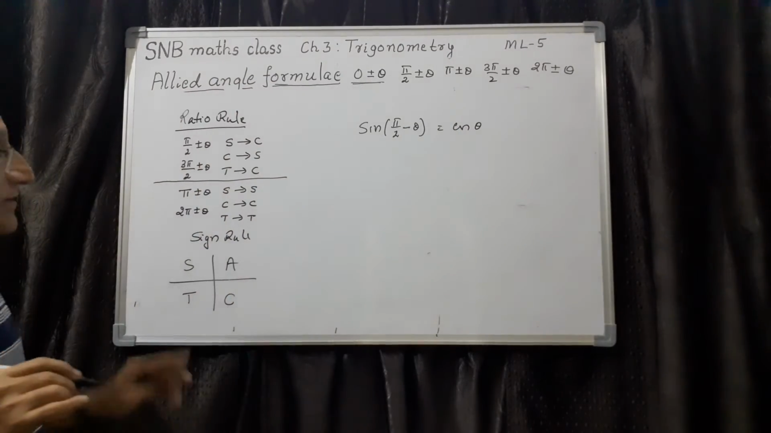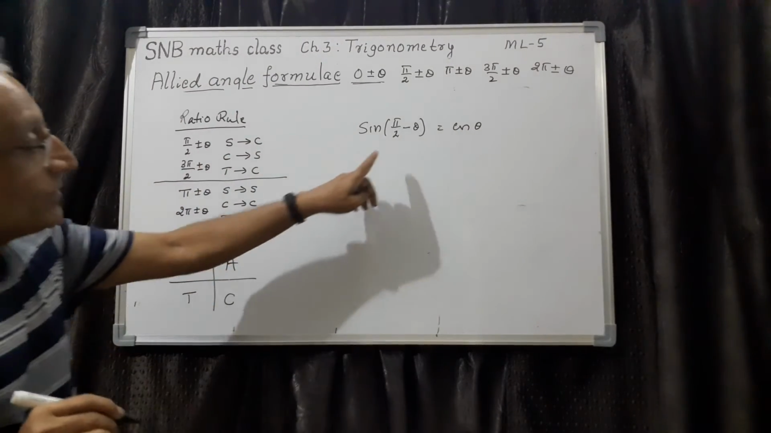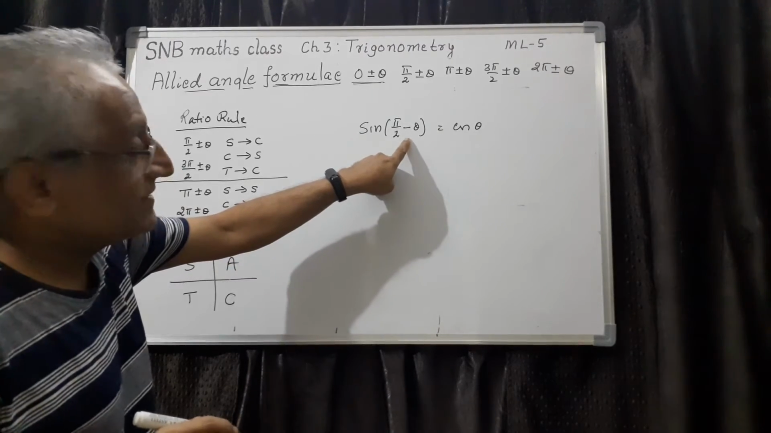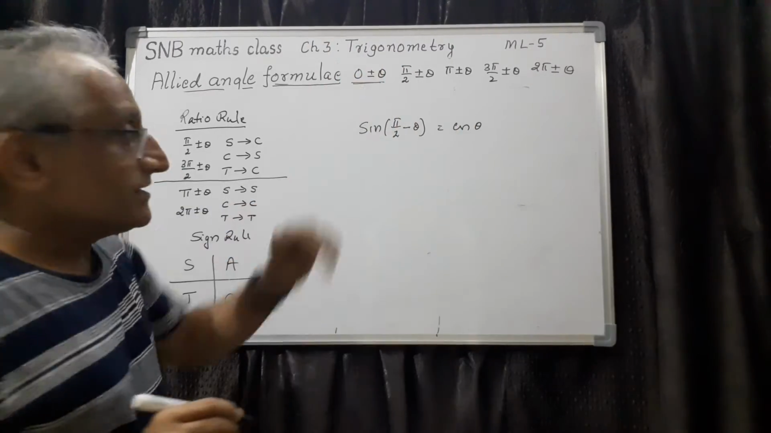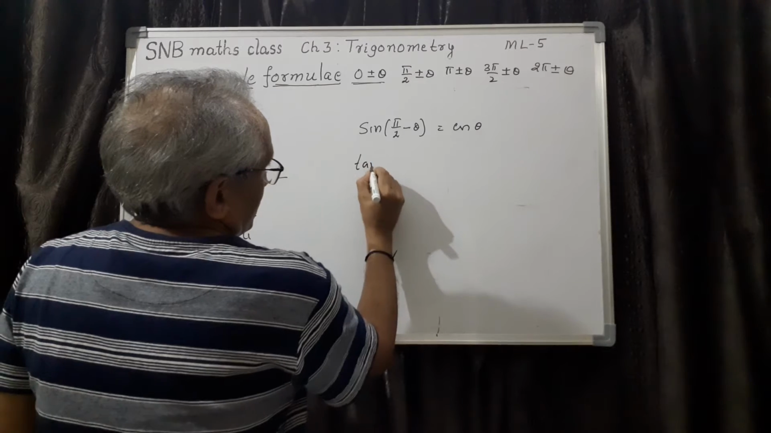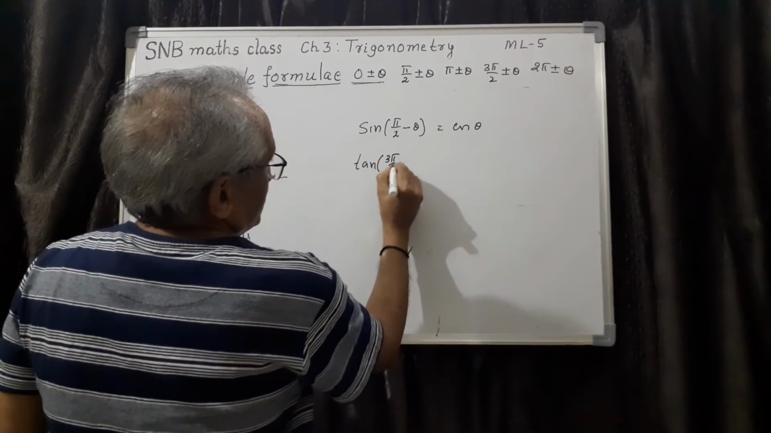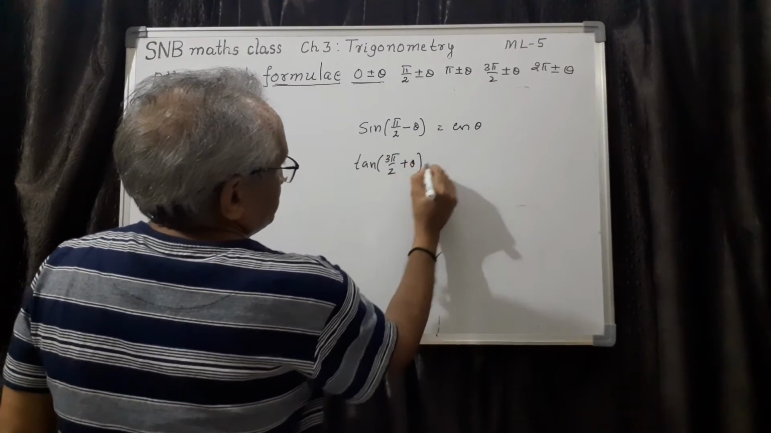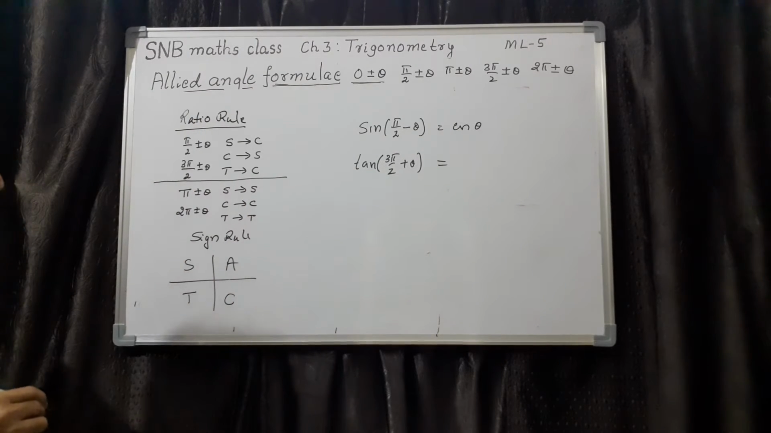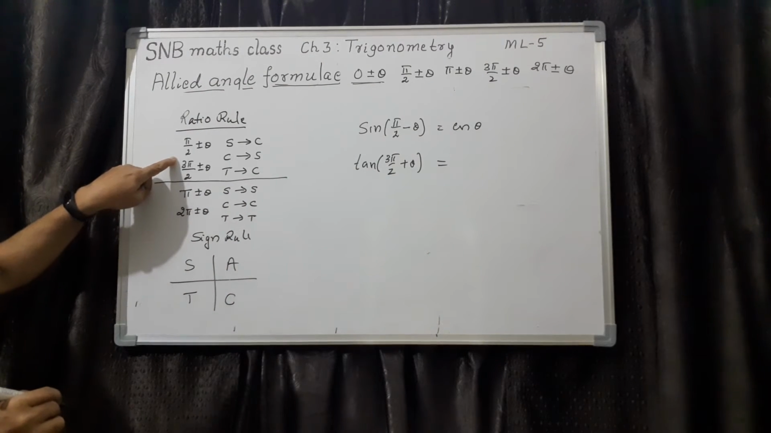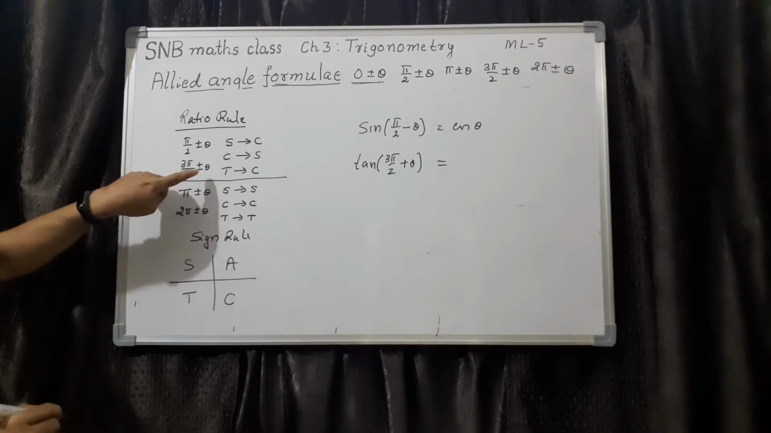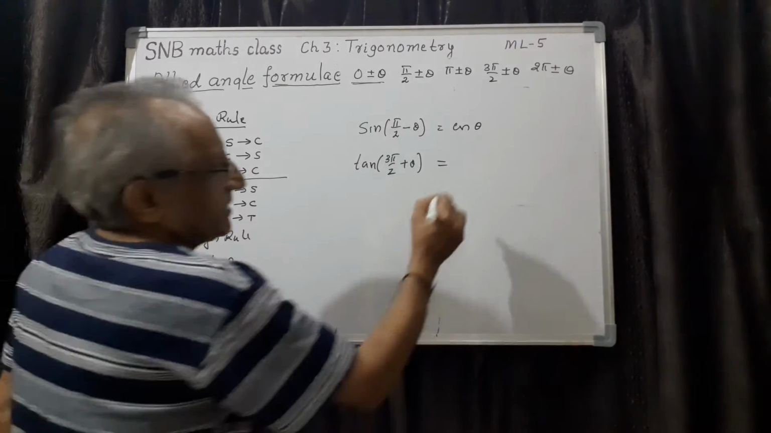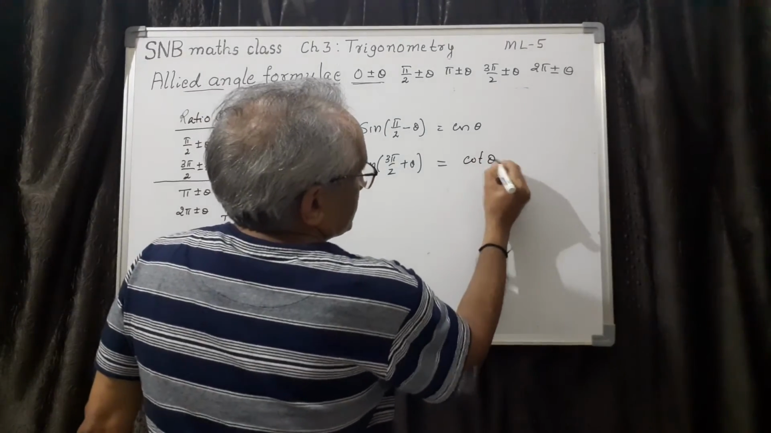But that is not all. I have to decide the sign. What is pi/2 - theta? It is in the first quadrant, positive. Suppose I write tan of 3pi/2 + theta. This is a rule: for 3pi/2 + theta, tan changes to cot. Therefore, I have to write cot theta.